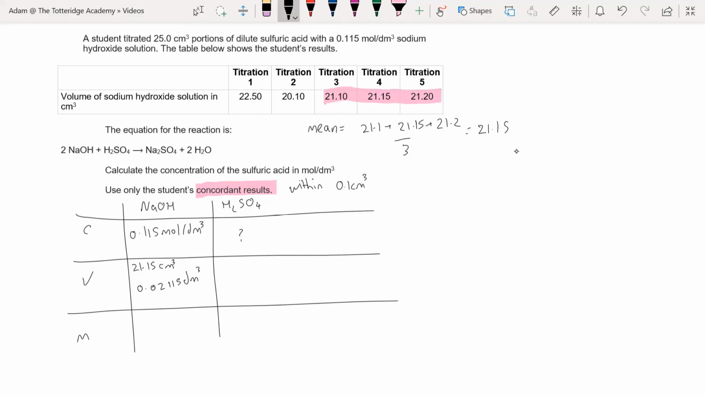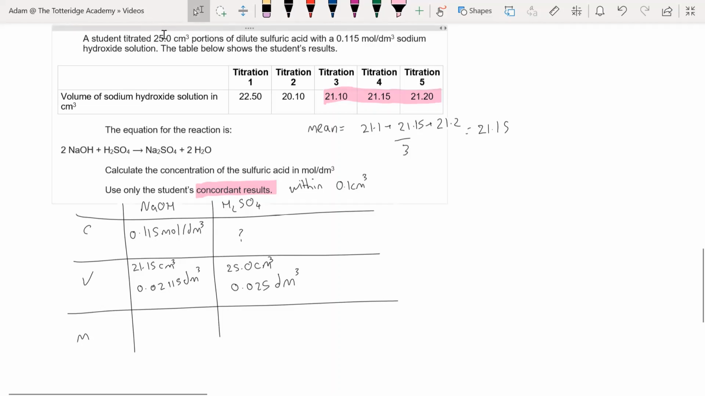But I do know my volume of sulfuric acid, because it says I've got 25 centimeters cubed, or 0.025 dm cubed. Got that from there. Time to go around the houses. So just times those two together.